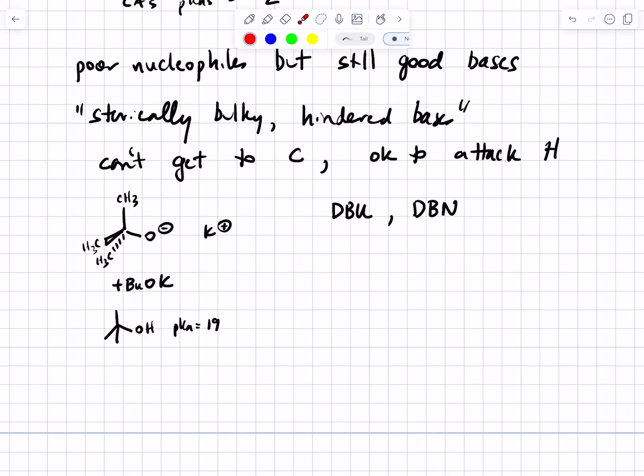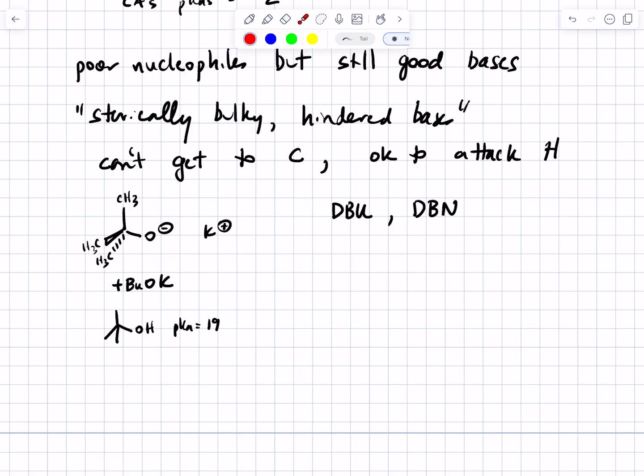All right? Okay, so you've got four categories of nucleophile/bases. First is a category that's good at both. Second, a category that's good only at being a nucleophile. Third, a category that's good only at being a base. And fourth, a category that's neither a good nucleophile nor a good base.